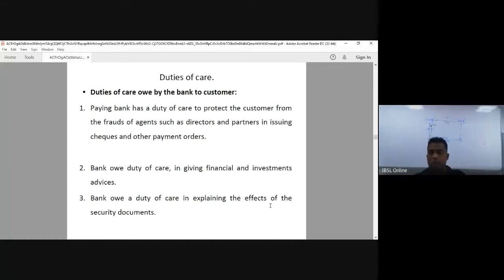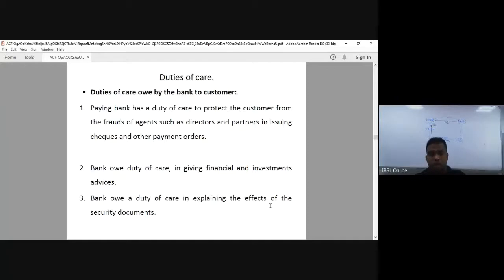The customer comes and asks, what is the difference between the personal guarantee and the indemnity? Can I give a personal guarantee or an indemnity? What is the best thing to do from my side? So you are supposed to explain the effect of the document. What is the legal effect of the indemnity? What is the legal effect of the personal guarantee? What is the effect of the mortgage bond? Likewise, you are supposed to explain to the customer.